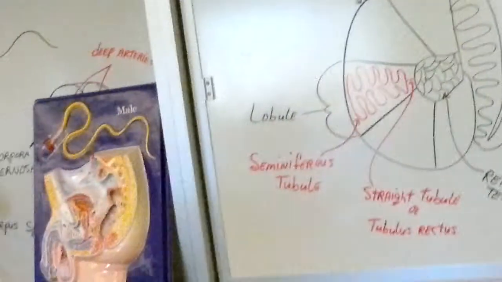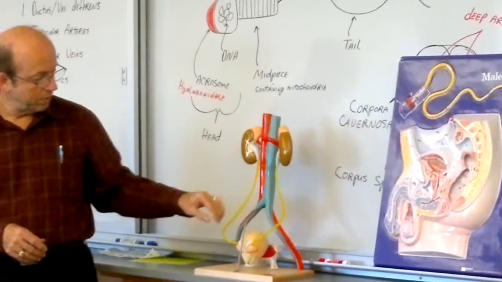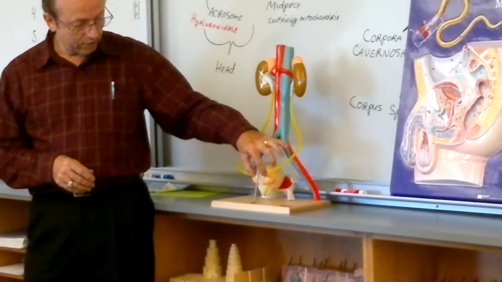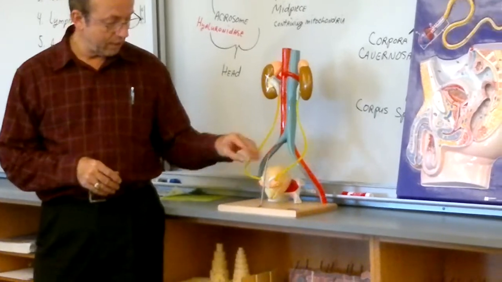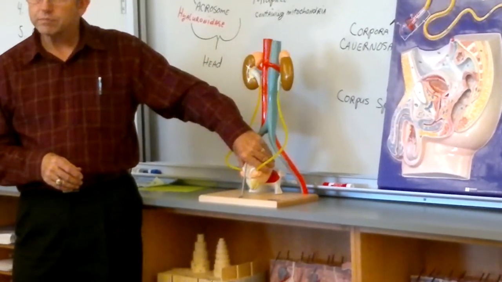Let's see. What did you show from this one? Well, besides the urinary, it shows the ductus deferens, seminal vesicles, prostate. That's about it for the reproductive.